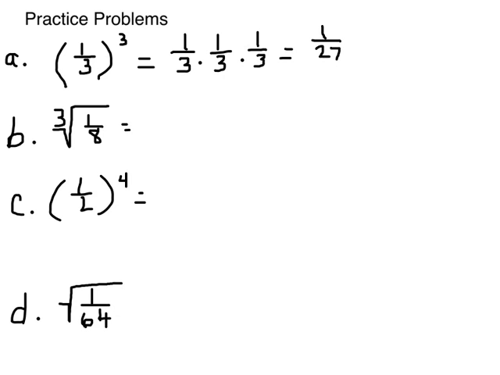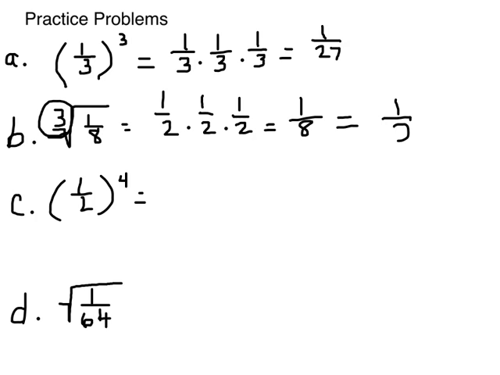This number means what number times itself 3 times would give us an answer of 1/8. Well, the cubed root of 8 is 2. 2 times 2 times 2 is 8. We'll put a 1 on each one of those. And the answer is 1/2 times 1/2 times 1/2 equals 1/8. So, our answer for this one would be 1/2.